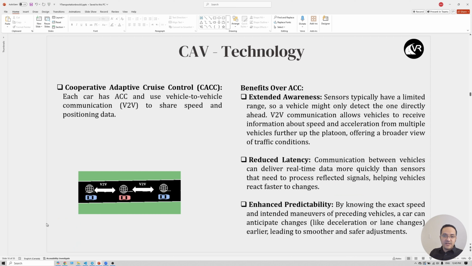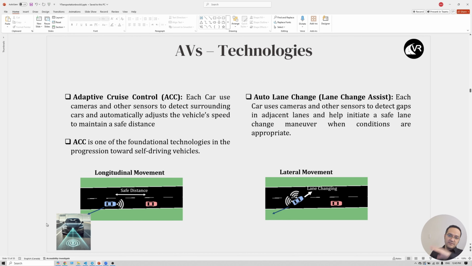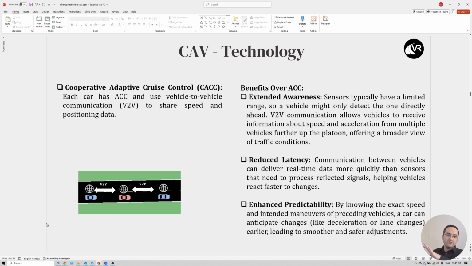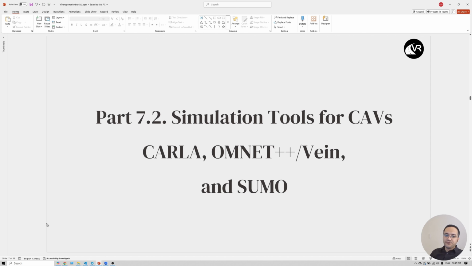But for connected or CAV vehicles, we now have cooperative adaptive cruise control, CACC, which means it contains all of these technologies in this slide, plus the V2V and V2I technology, those that we have already talked about, communication between the different objects.